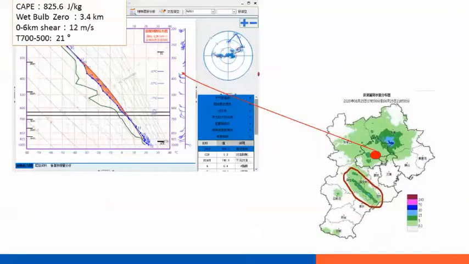Soundings measurement taken in Beijing. Look at this image. Beijing is also near Baoding. At 8 o'clock CST, it indicates CAPE of 825.6 joule per kilogram. The level of wet bulb temperature zero is 3.4 kilometers, and the lapse rate is also high in Beijing. So the high lapse rate and the low height of wet bulb zero also give the forecast confidence to make a hail forecast.